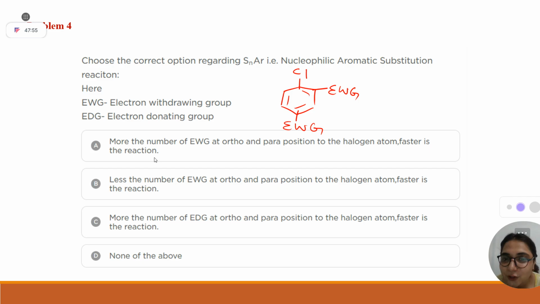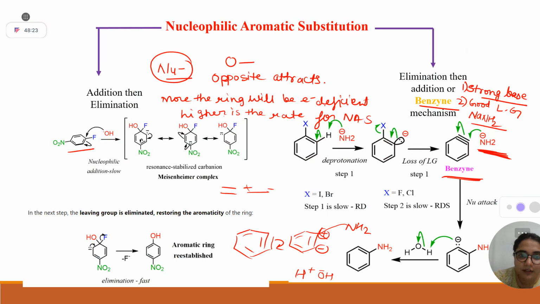Okay. Before that, is it addition then elimination or via benzyne? Addition then elimination. Very good. Now tell me, is statement A correct? Yes, ma'am. Electron withdrawing groups are going to stabilize your carbanion. Yes or no? This carbanion.